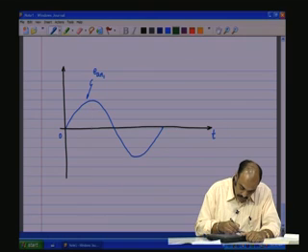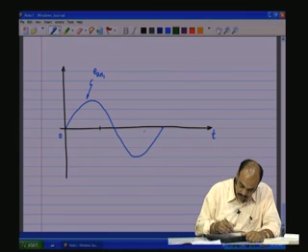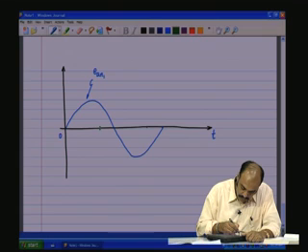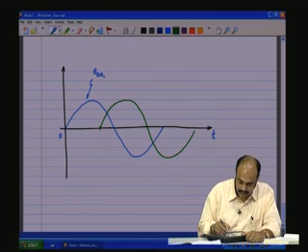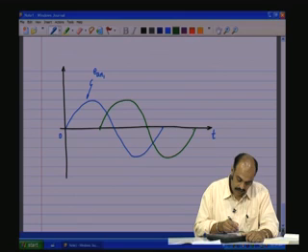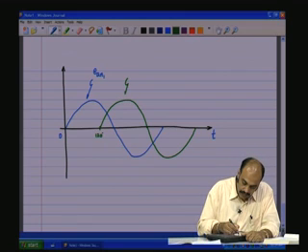So, this is 90. So, 120 will be somewhere around here. So, we have a waveform which goes like that, completed cycle. This is 120 degrees lagging, and that is EBN2.